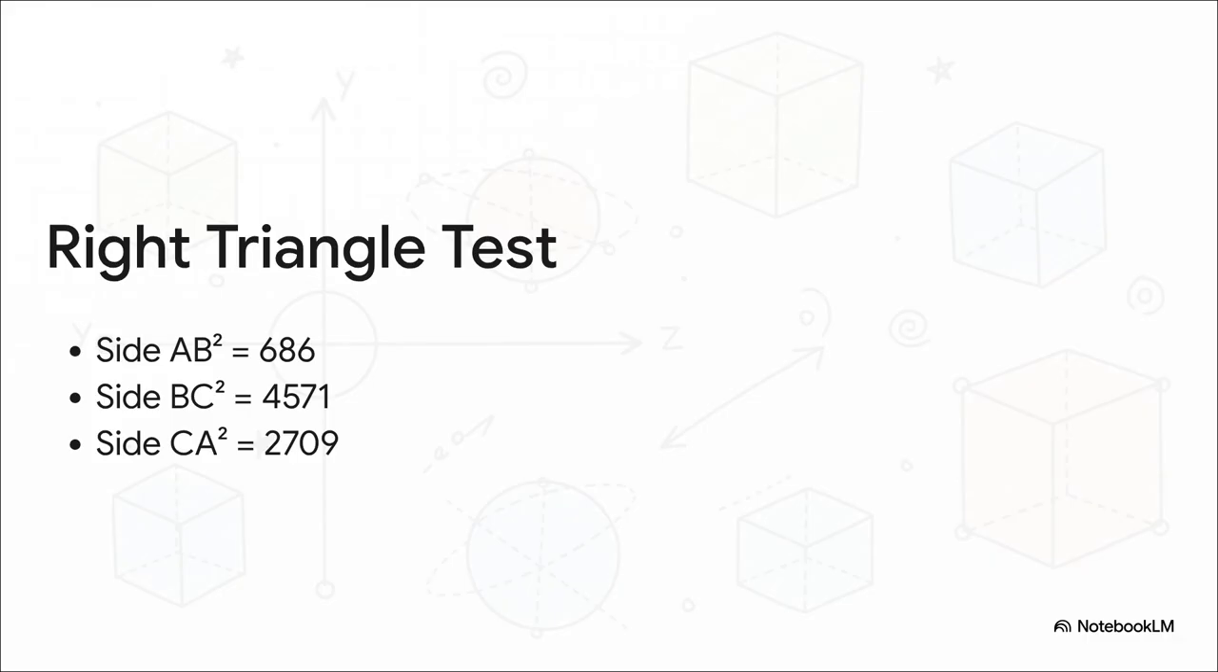We can do the exact same sort of thing with triangles. Say we've got a triangle ABC, and we want to figure out if it has a right angle. We calculate the squares of the distances of the 3 sides, and let's say we get 686 for side AB, 4571 for BC, and 2709 for CA.